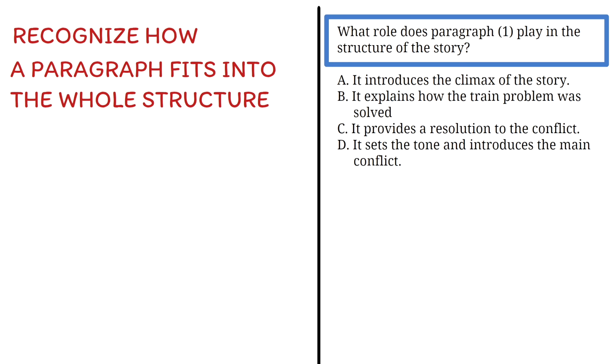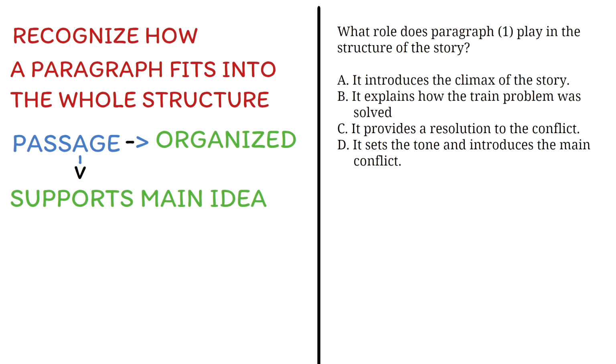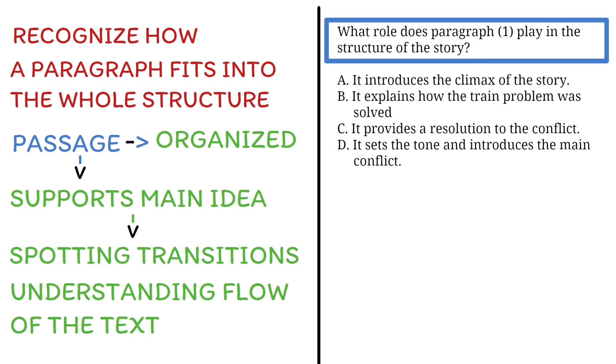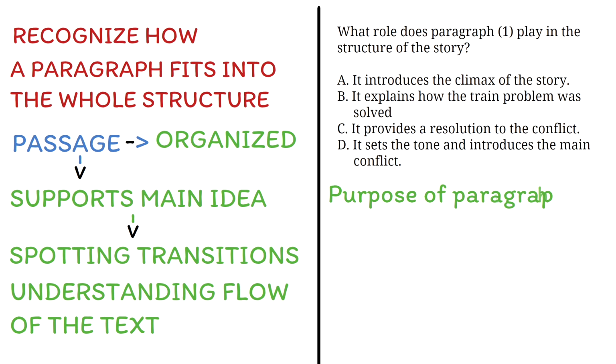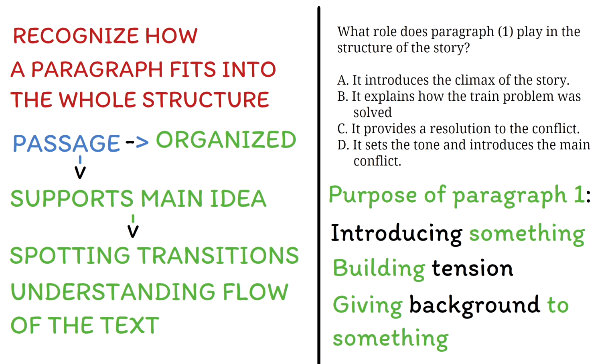On the GED test, you'll be asked to figure out how each part of a passage is organized and how it supports the author's main idea. This includes spotting transitions and understanding the flow of the text. Now let's look at the question. What role does paragraph 1 play in the structure of the story? To answer this, we need to understand the purpose paragraph 1 serves. Whether it is introducing something, building tension, or giving background to something in the story.